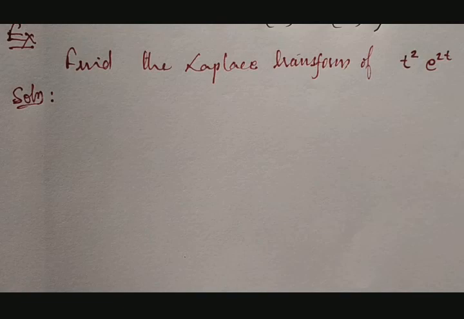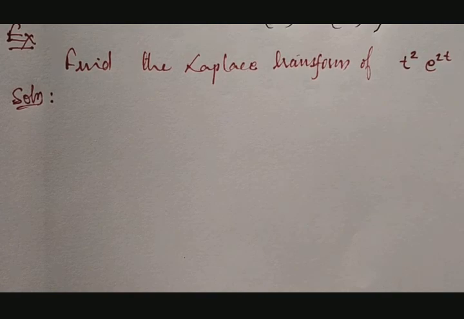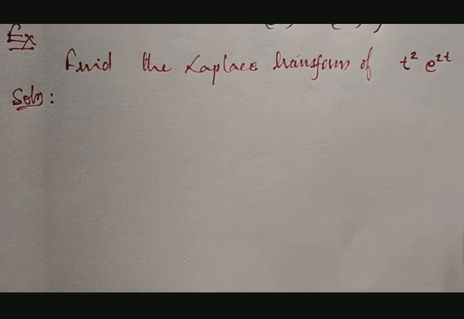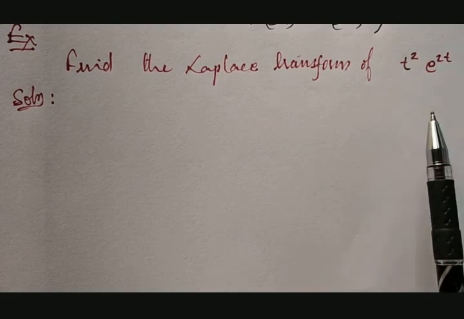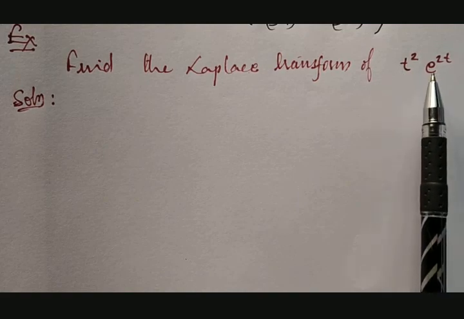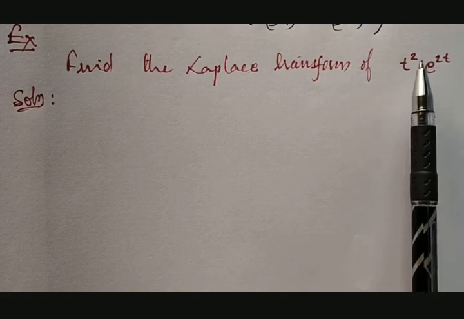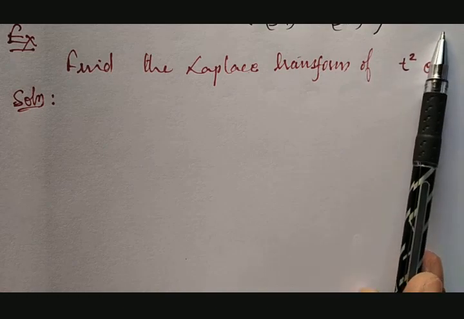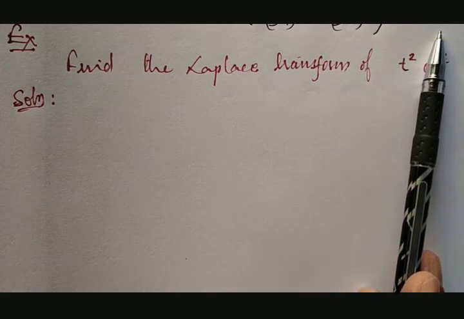In this session, I am going to discuss one example where it will be discussed how to obtain the Laplace transformation of a function t square into e raised to 2t. Here, if you see t square into e raised to 2t, if you think t square is multiplied with e raised to 2t, where it will be treated as the exponential function, then shifting property can be used.